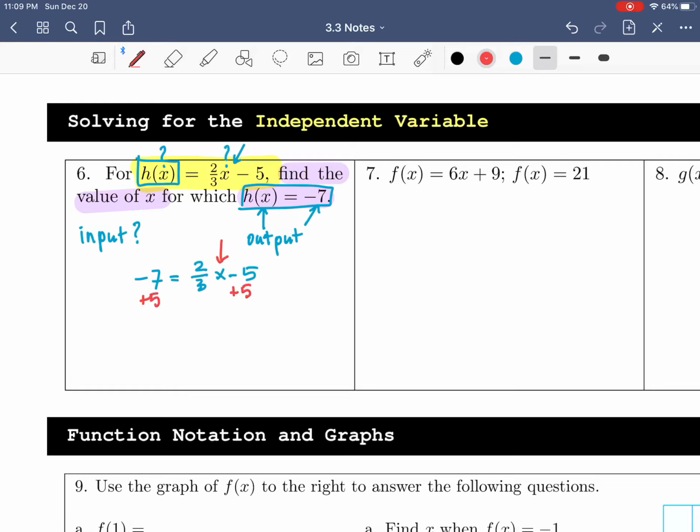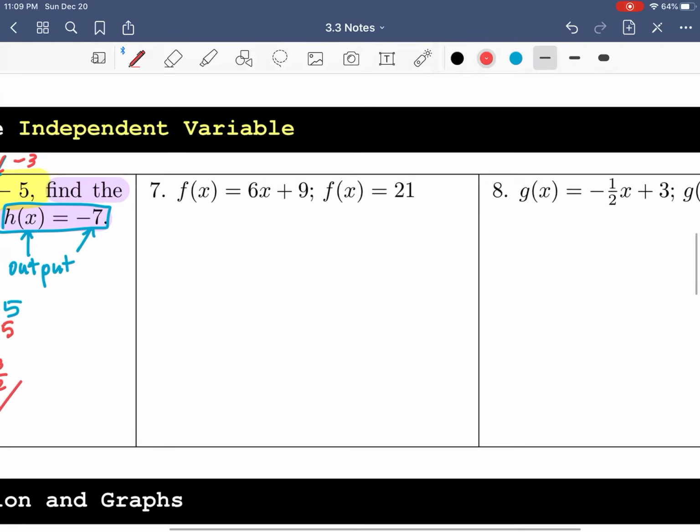I'm going to add my 5 over first. That's going to leave me with negative 2 equals 2/3 x. And to get x by itself, I'm going to multiply both sides by the reciprocal, which is 3 over 2. That leaves me with negative 3 equals x. And we could double check that. If I plug negative 3 in, I'd have 2/3 times negative 3, which would be negative 2, minus 5, which would be negative 7. So that checks out.